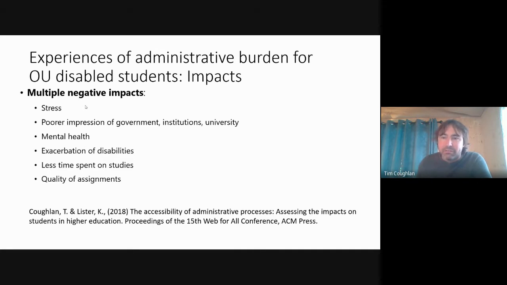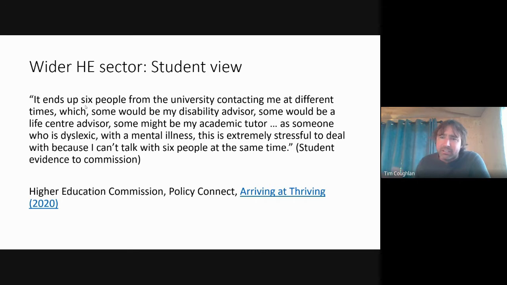They also have a poorer impression of the university, they were telling us, so if these things don't work well, then they reflect badly on their opinion of the university. But as well as the emotional and potentially health issues around this, it does mean they've got less time to spend on their studies. And I think about a quarter of our respondents said that doing all this had affected the quality of their assignments. And this is increasingly recognised, at least in the UK. It's recognised as a sector-wide issue.